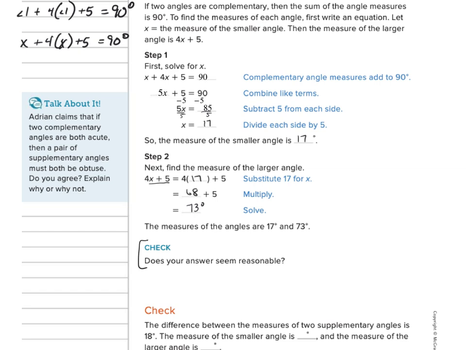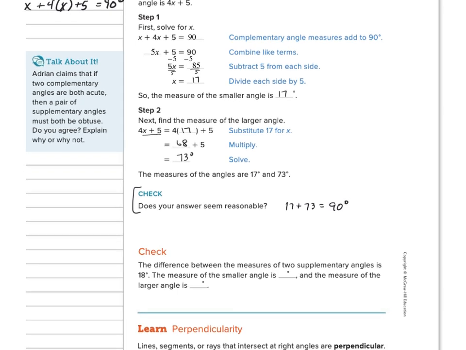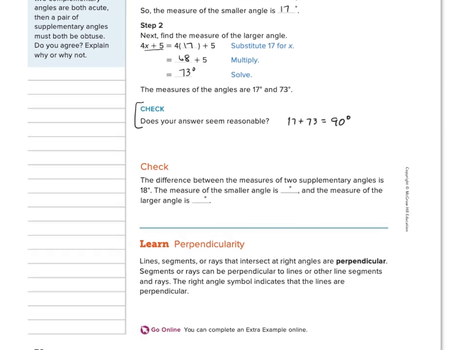Usually when they ask you something like that, give an explanation. Is something reasonable? Use your definition and then solve, I sort of think. If together they are supposed to be complementary, that means they are supposed to equal 90 degrees. And when I go back and check it, add them together, bam, they're 90 degrees. So that is it.